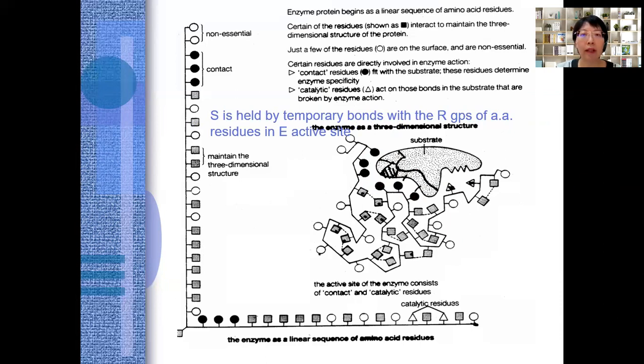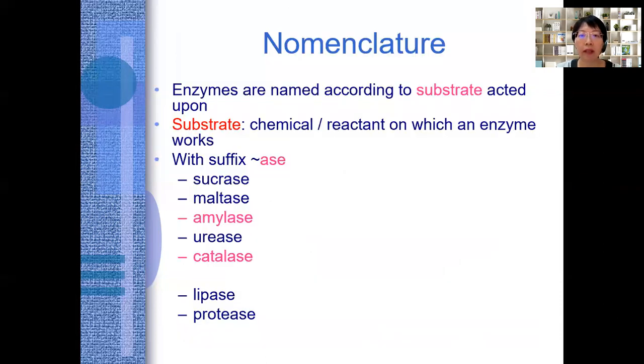So substrate is held by temporary bonds with the R groups of amino acid residues in the enzyme active site. Now, enzymes are named according to the substrate they act upon. Substrates are the chemicals or the reactants on which the enzyme works. Reactants are chemicals that will react. All enzymes will end with the suffix -ase.